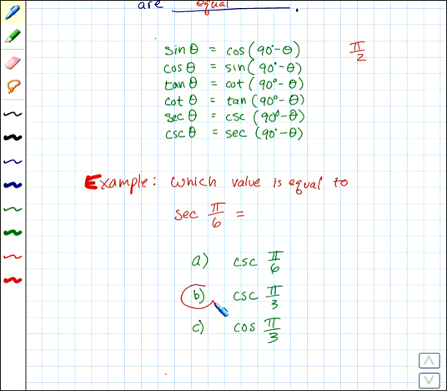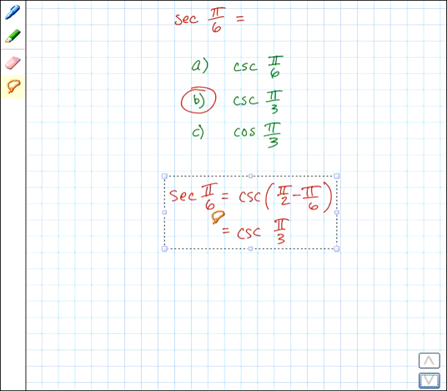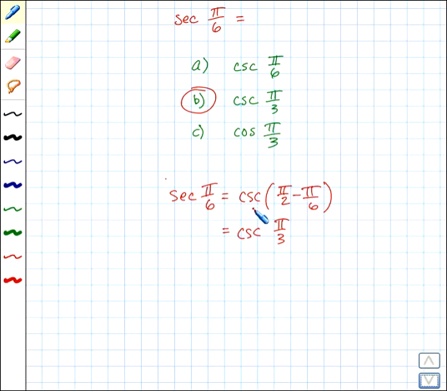Very good, the correct answer choice is B. If we take a look at the solution, the secant of pi over 6 is going to be equal to the cosecant of pi over 2 minus pi over 6. Okay, so we want to find the complement of pi over 6. So when we subtract pi over 2 minus pi over 6, we get pi over 3. So the cosecant of pi over 3 is equal to the secant of pi over 6.